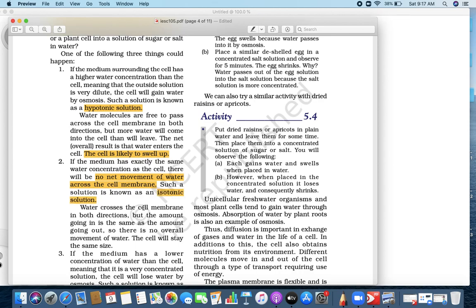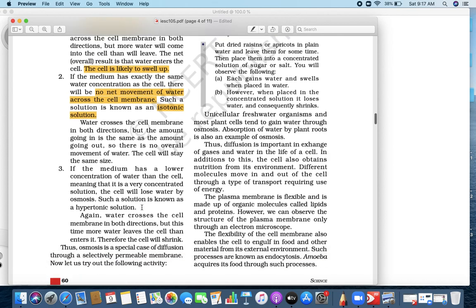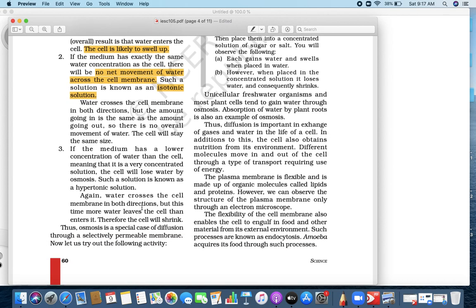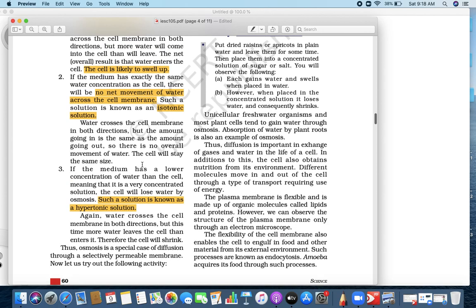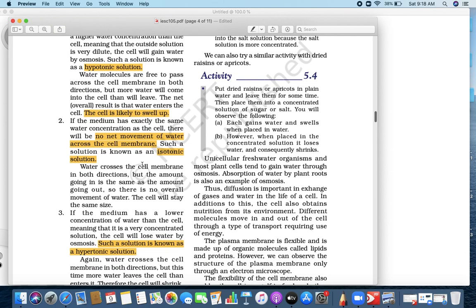Now, the third one is the hypertonic solution. Hypertonic solution means the concentration of water inside the cell is more and outside is less. So water is going to go from inside to outside, and the cell is going to shrink; it is reduced in size. Such solutions are known as hypertonic solutions. So that is what we have learned about hypotonic, isotonic and hypertonic.